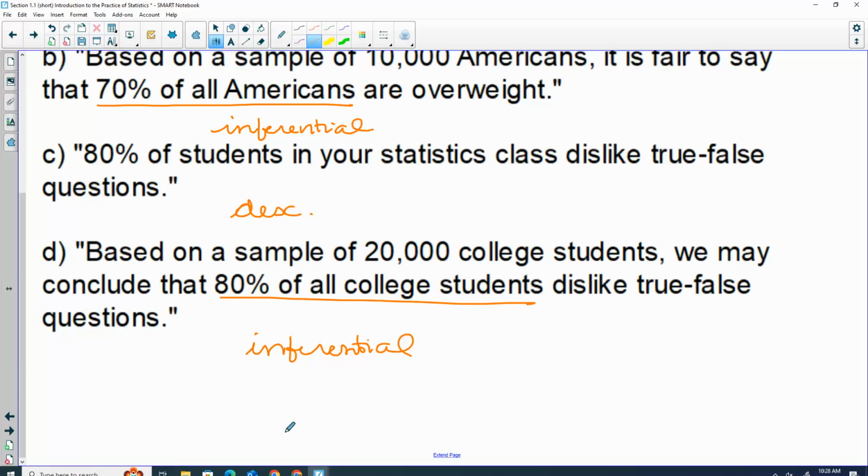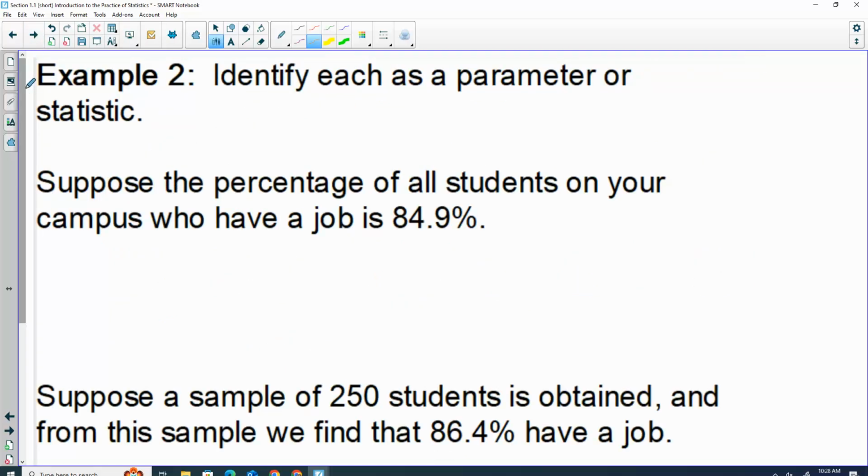Do we understand the difference between descriptive and inferential? Let's do a parameter statistic question. Remember, P's go together. So parameter is talking about the entire population, everyone I can care about. Statistic, the S's go together. That is based off a sample, so a smaller group.